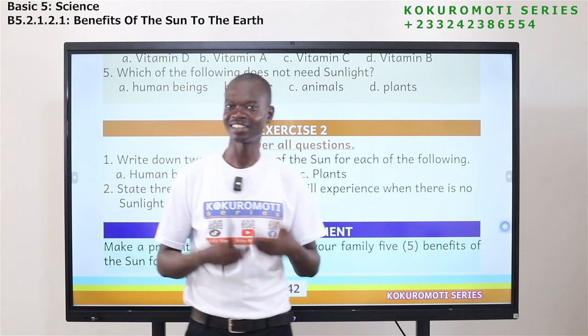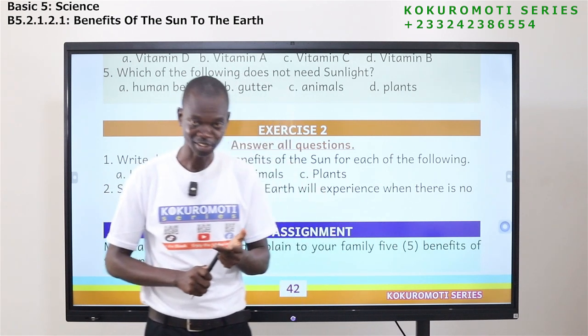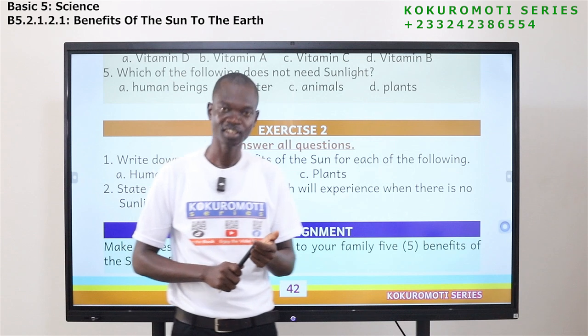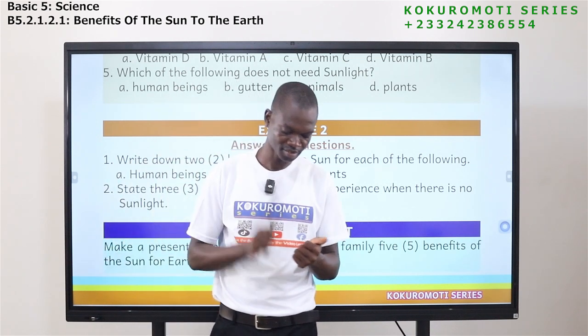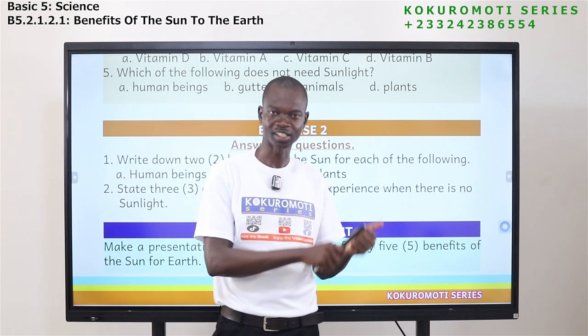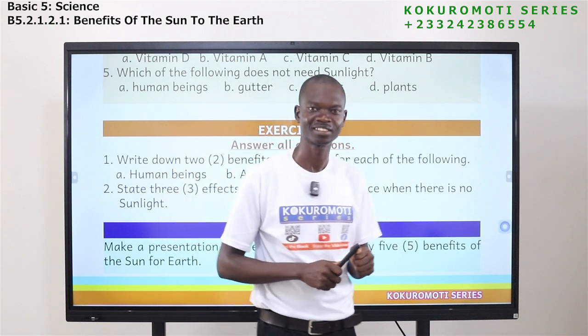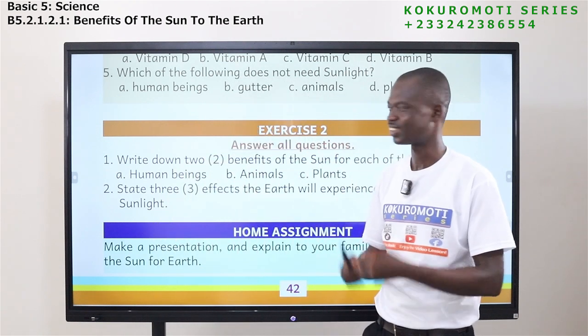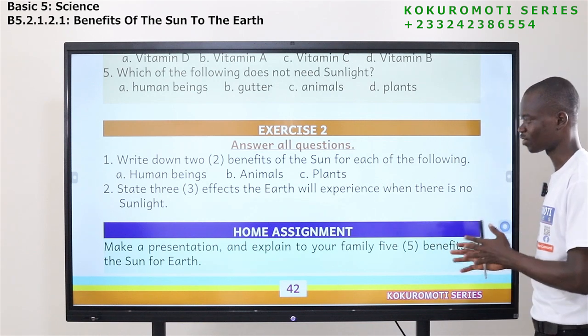We have mentioned them. Source of heat, source of light, vitamins. It provides vitamins to human beings. It generates electricity. It is used to generate electricity. Plants use it for preparing their own food. There are many. I've given you 5. There are more than 5. Just write 5 for me.